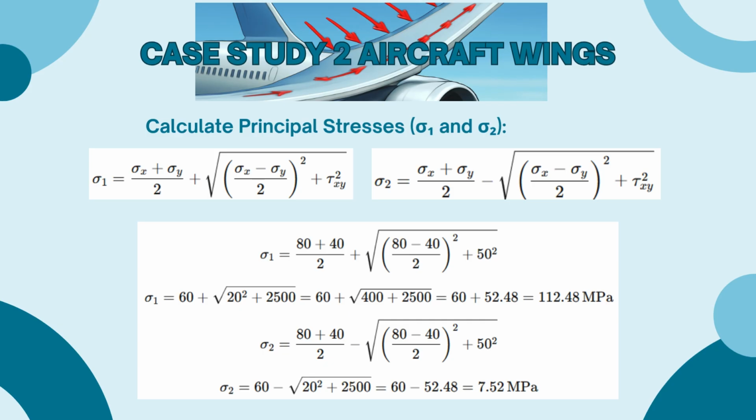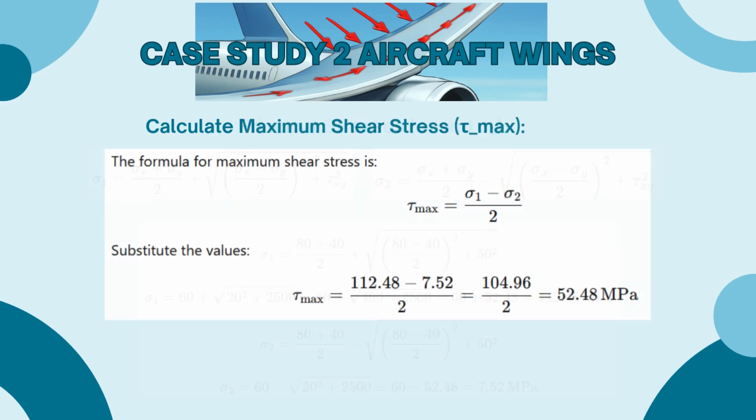Let's now calculate the principal stresses, sigma 1 and sigma 2, for the aircraft wing. Given the stresses, sigma x equals 80 megapascals, normal stress in the x direction, sigma y equals 40 megapascals, normal stress in the y direction, tau xy equals 50 megapascals, shear stress. We use the principal stress formulas. Thus, the principal stresses are sigma 1 equals 112.43 megapascals, sigma 2 equals 7.52 megapascals. These principal stresses help us understand how the wing will perform under the applied aerodynamic forces.